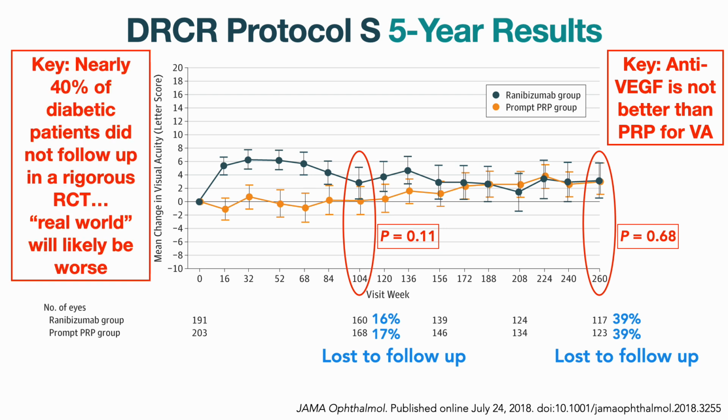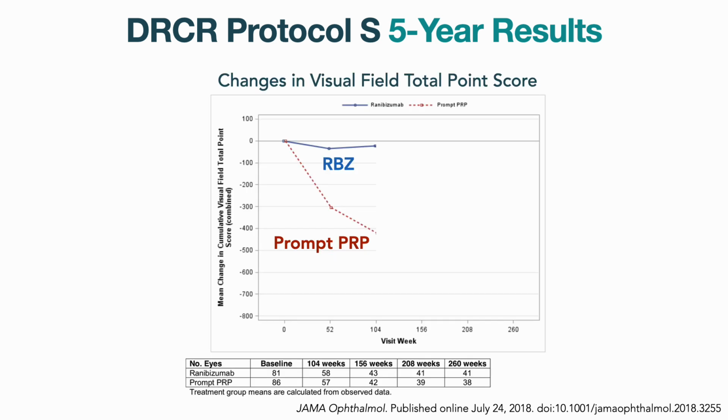It does have a place, don't get me wrong. I'm a big combo therapy proponent. So also, 40% of your patients aren't following up. Would it have been better for them to have gotten PRP or anti-VEGF, right? Especially if they don't follow up for a long time.